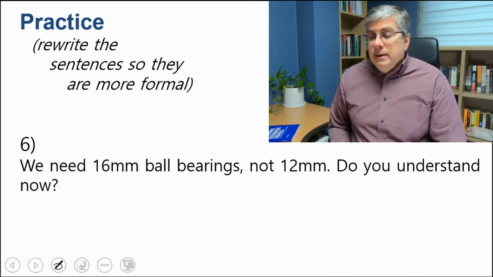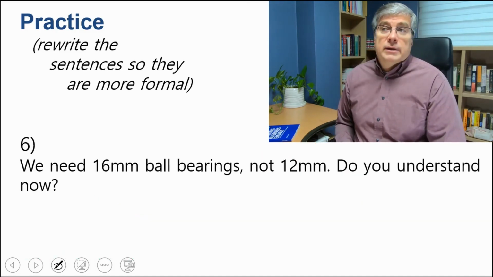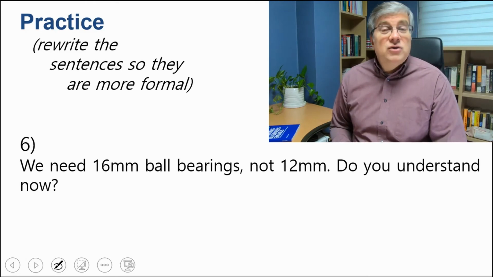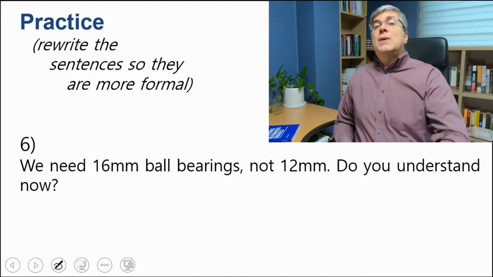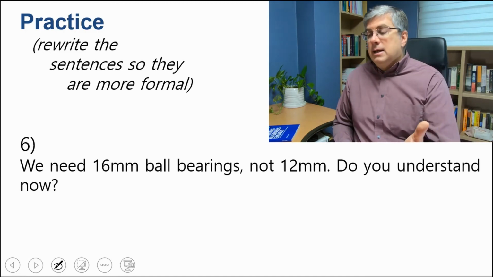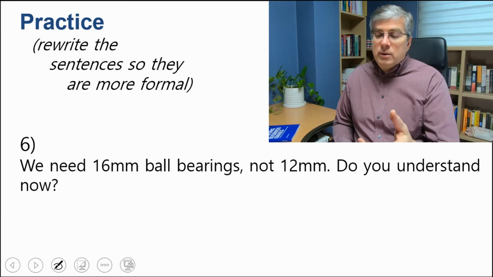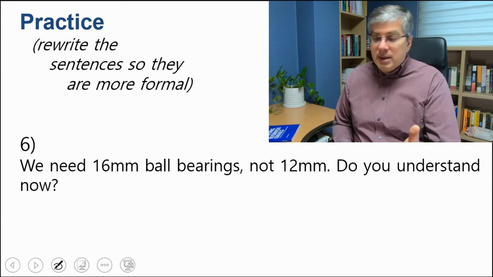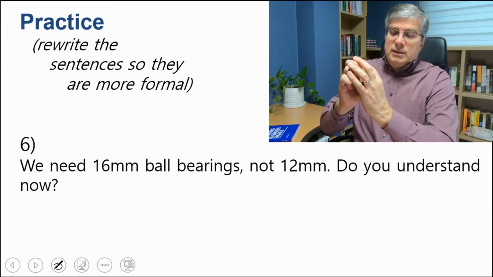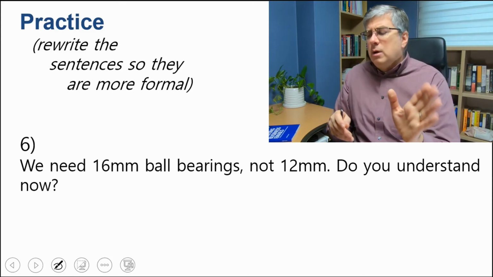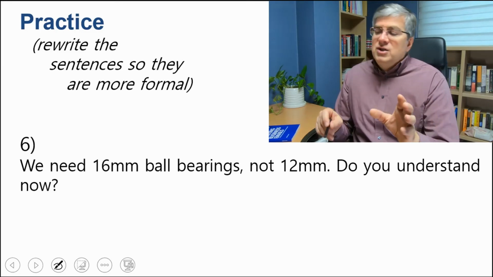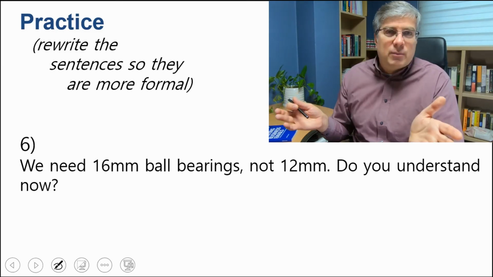Number 6, sometimes people get the wrong information, or they assume the incorrect information, and you realize that, and you want to correct them, right? So in this case, you want to tell somebody, oh, the order is not for 12 millimeter ball bearings. Ball bearings are just a part that is used in machinery, moving machinery. Don't worry about the meaning of that right now, but just, for example, the dimensions of a product are wrong.